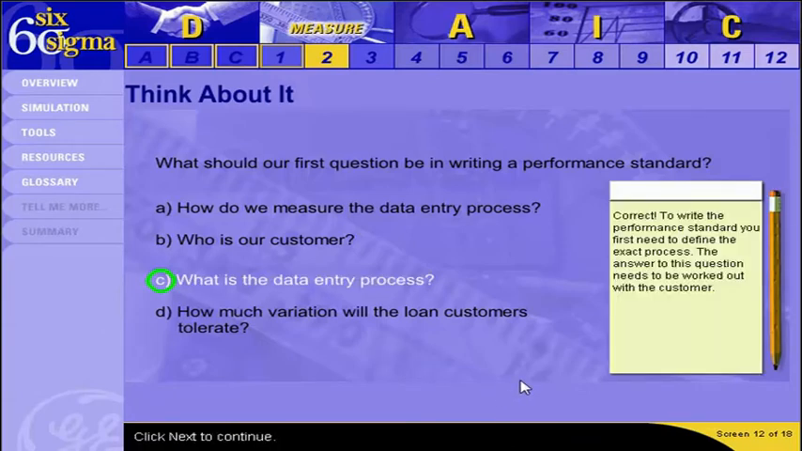Correct. To write the performance standard, you first need to define the exact process. The answer to this question needs to be worked out with the customer. In this case, that would mean the internal customer. But first, click Next to determine how we should measure the process.